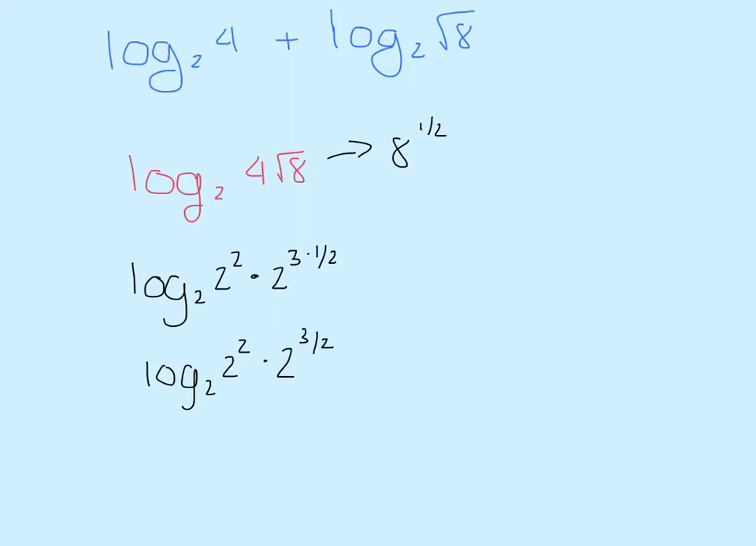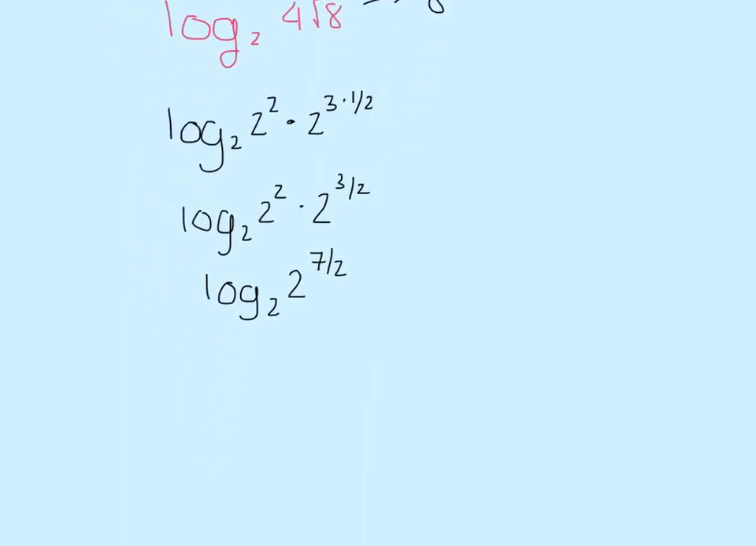When the bases match, what do you do with the exponents? Add them. Good. So we're going to end up with log base 2 of 2 to the power of 7 over 2. Now, because the base is the same as this value here, what happens? What's my solution?